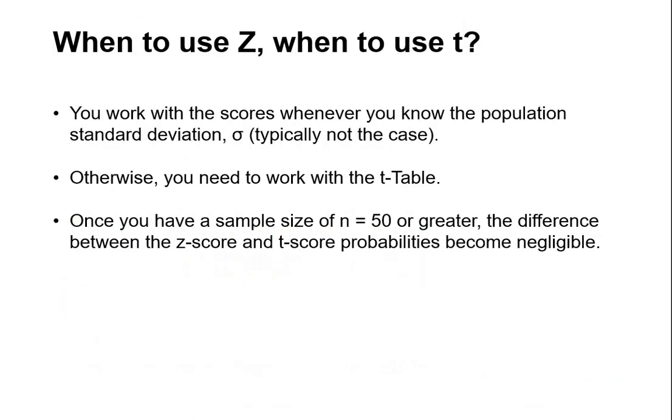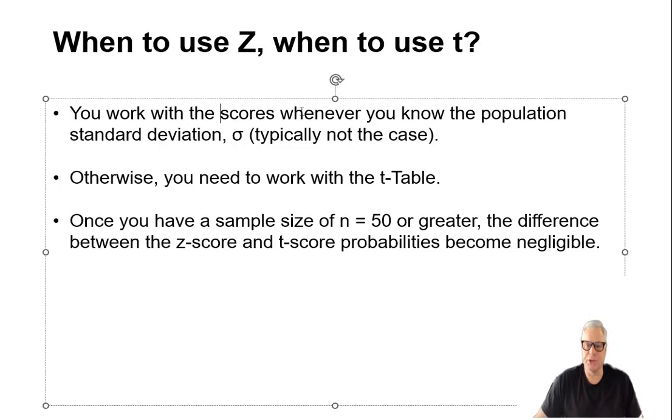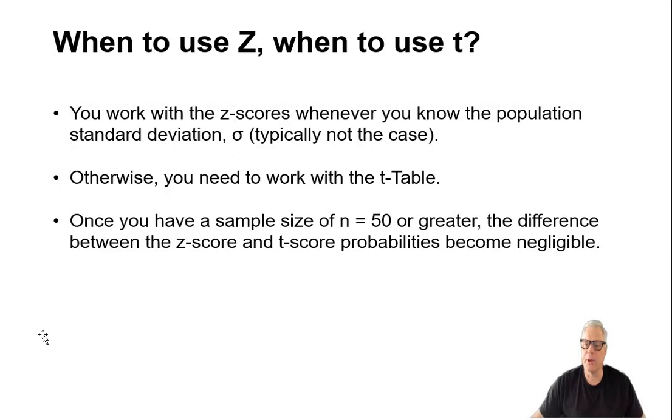Okay, so when to use the z and when to use the t-table, and I think it's already clear and I already have said it, so it might be repetitive. So you work with the z-scores whenever you know the population standard deviation sigma. But of course, this is typically not the case. So otherwise, you need to work with the t-table or with a t-score.